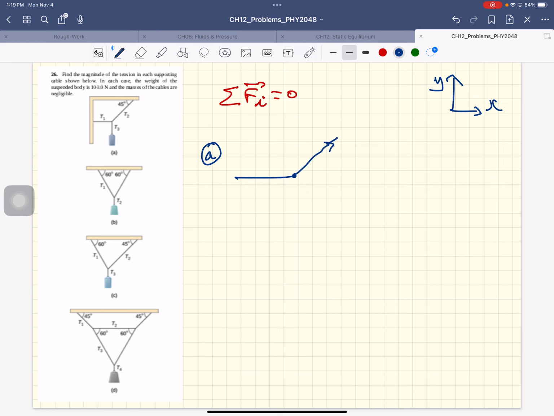The tension in this cable is pulling this knot in that direction, and the tension on the wall is pulling the wall this way, but we're not worried about the wall. Right now we're just worried about the knot. So there's the tension T1 and the tension T2. The tension in this cable is pulling the weight up and pulling the knot down. So the tension T3 is supporting the weight, so tension T3 is equal to the weight of the object.